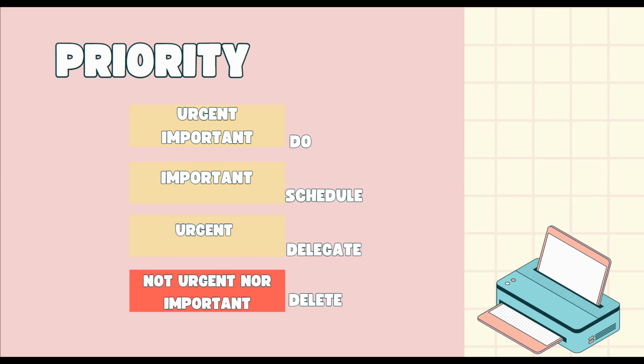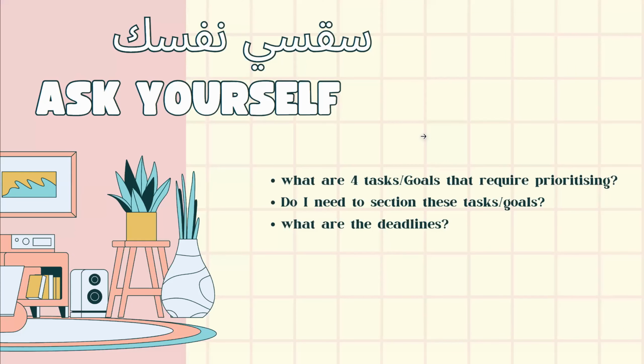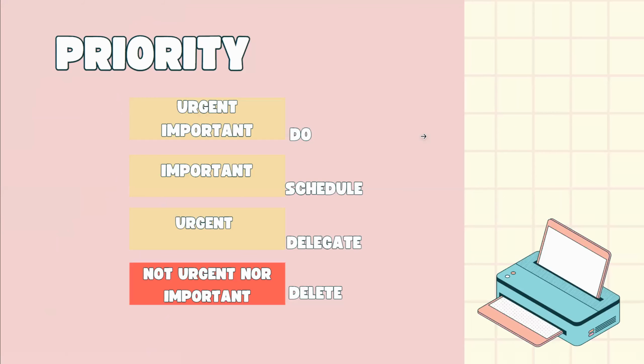So when you're working on priorities, you ask yourself, what are the tasks or goals that require prioritizing? Do I need to section these tasks and goals? And what are the deadlines? So when you're making a schedule, try to keep it at 4 tasks. That's a little bit of a restriction, I know, but that's a way for a person to not get overwhelmed. Usually these 4 tasks fall in this: one is urgent and important, one is only important, one is urgent, and one is not urgent or important, you skip it. There's always a 5th one that falls in one of the previous ones.